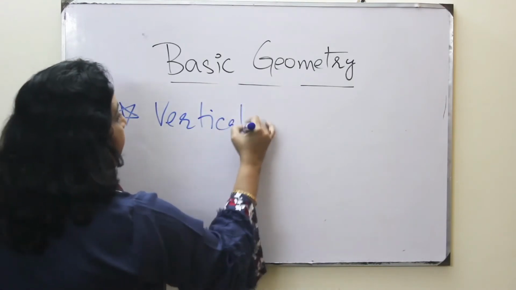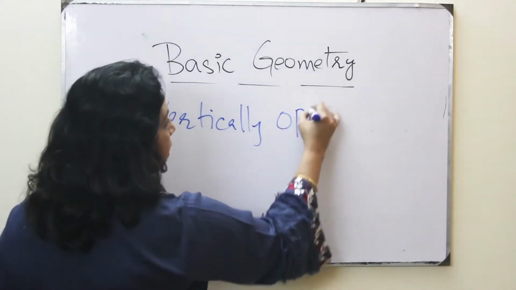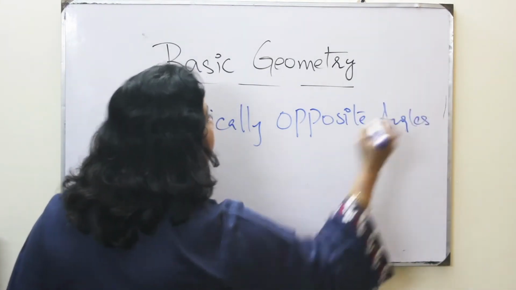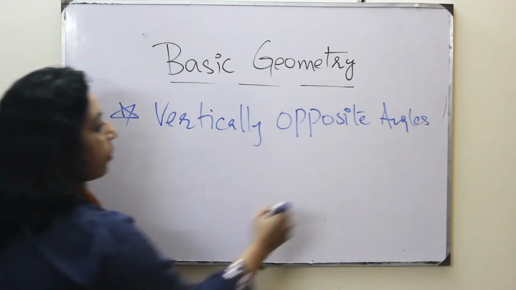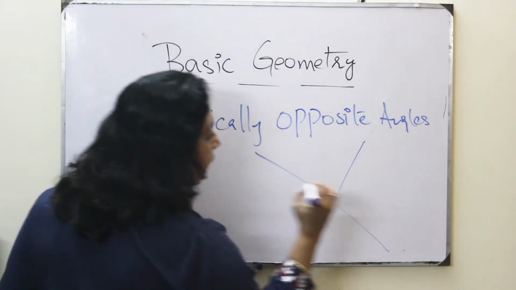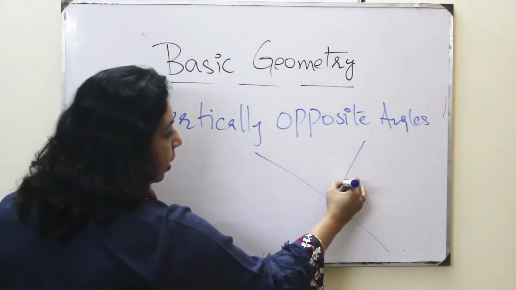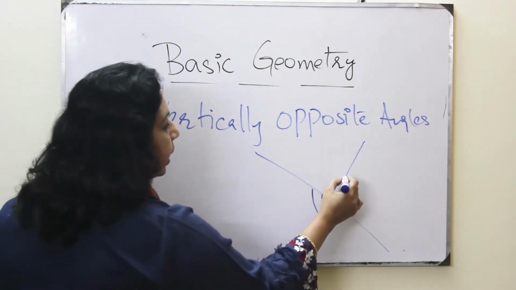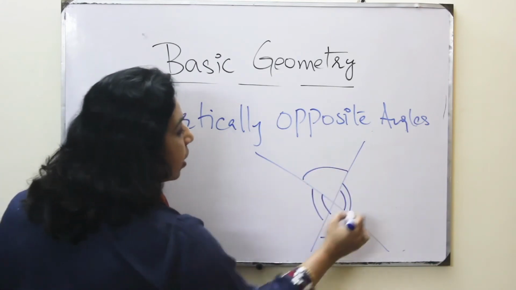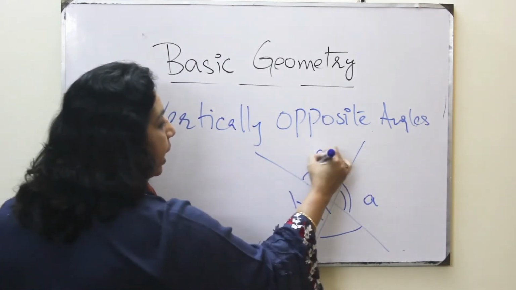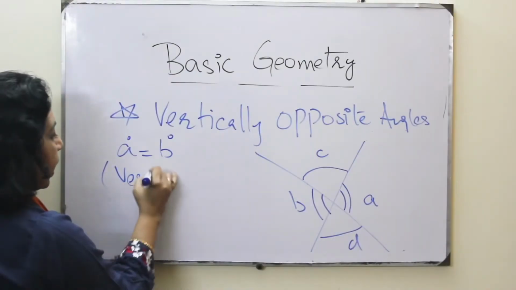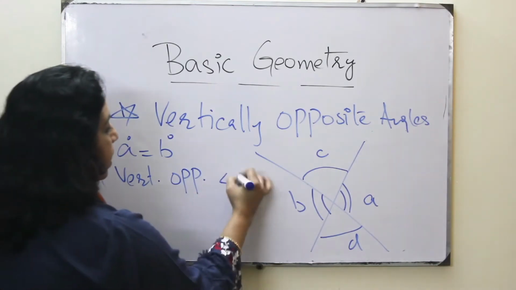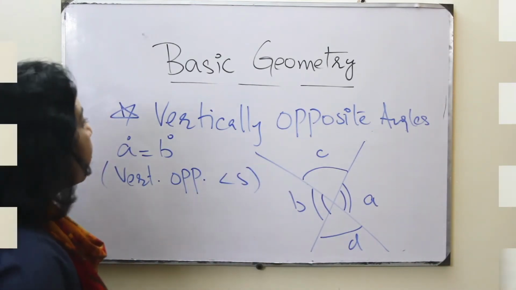The next type of angles is vertically opposite angles. As it is obvious from its name, we shall have intersecting lines. This angle will be equal to this angle, it's vertically opposite, and this angle will be equal to this angle. So we can say A equals B and C equals D. Vertically, abbreviation, opposite OPP angles. Vertically opposite angles are equal.